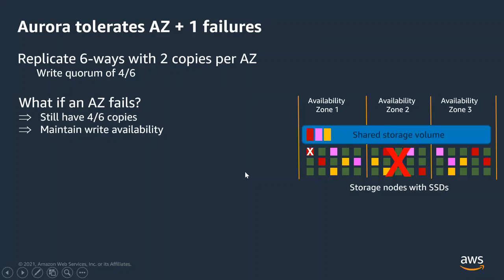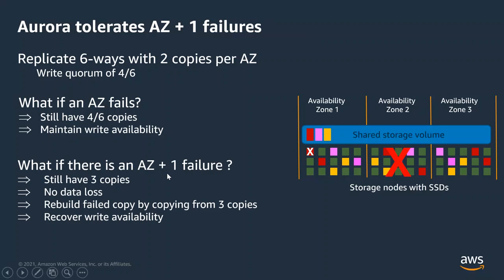Now if an AZ is down, there are 4 copies left, and if one more copy is down, we haven't lost the data yet. It's only availability loss. We can rebuild the copy from the remaining 3 copies. In the previous case, there would be only 1 copy left, and you don't know whether that has the latest data, so you really cannot recover.